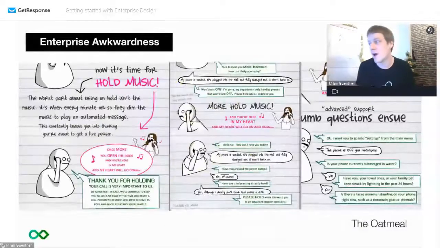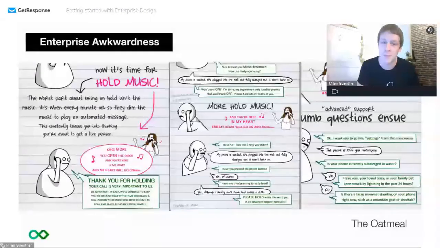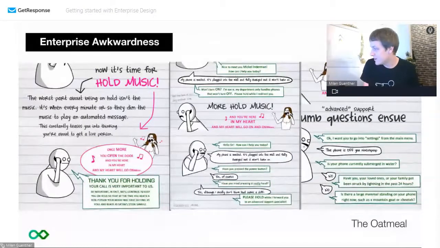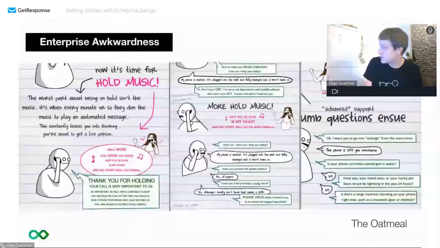You might know other instances of the same, like for example, if you call enterprises, this is a comic for what usually happens when you call some of them: right now they make you listen to Celine Dion, ask you some very awkward questions. I really like this one. Have you or your loved ones or your family pet been struck by lightning in the past 24 hours?